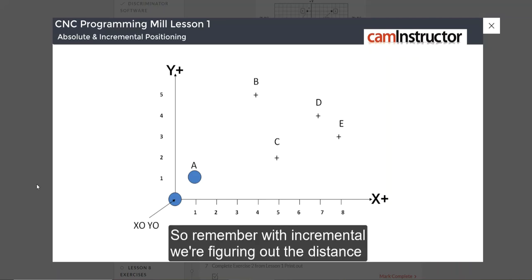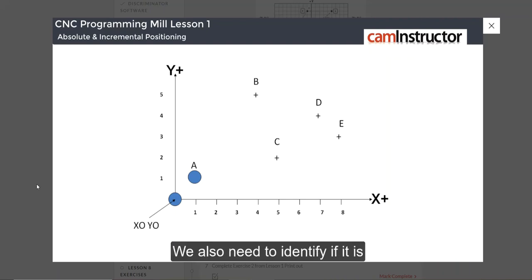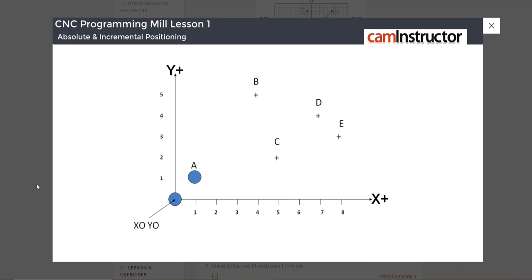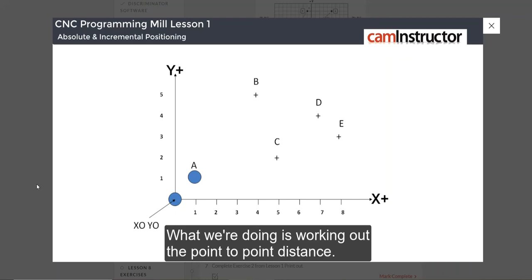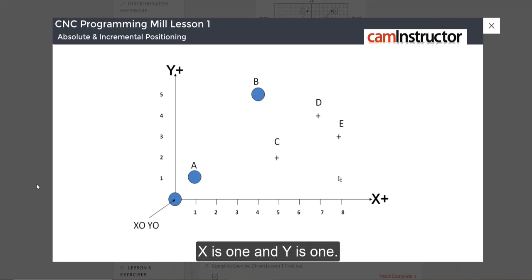So remember, with incremental, we're figuring out the distance from the last position to the next endpoint. And we also need to identify if it is a positive or a negative direction. What we are doing is working out the point-to-point distance. So from the origin to A, x0, y0 to A, x is 1 and y is 1.